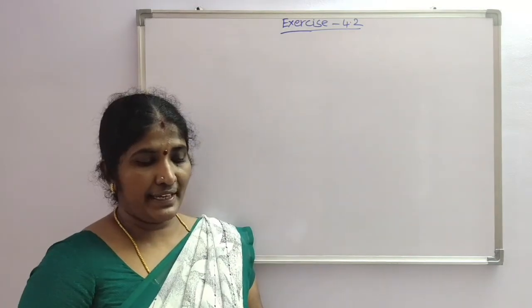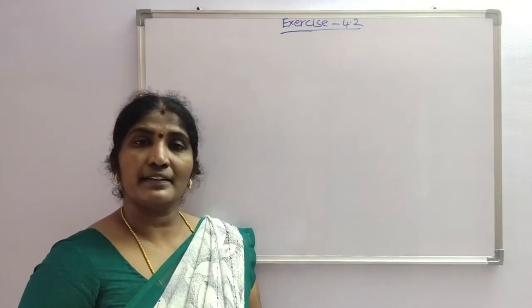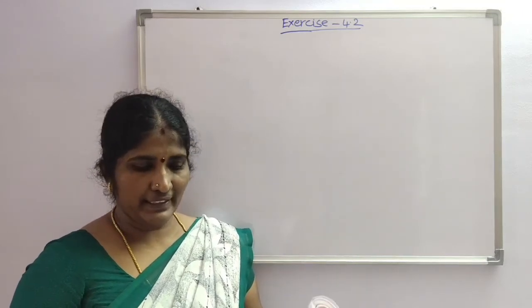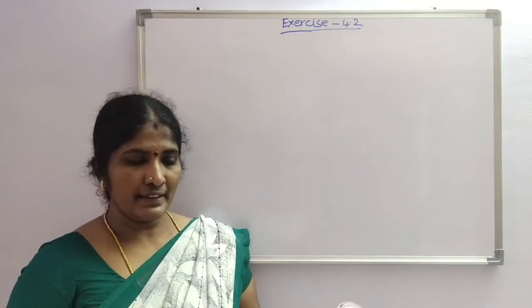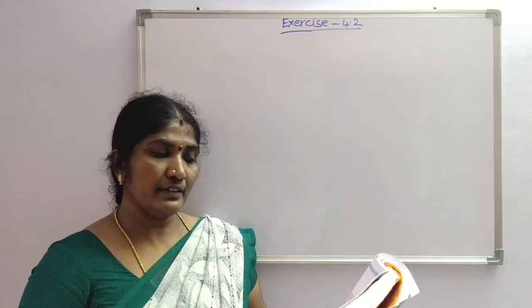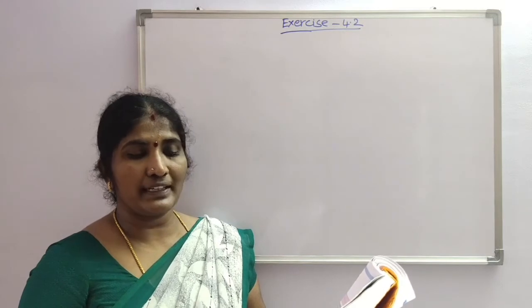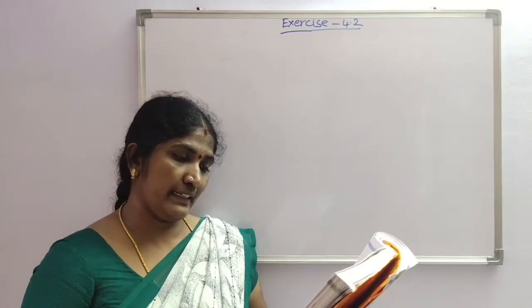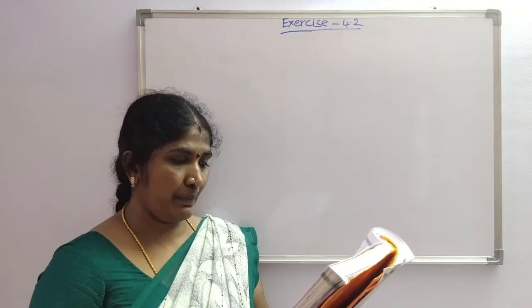In the next question they gave a fraction. Fraction means a numerator and denominator will be present. Let us take the numerator as x and the denominator as y. Here they gave two conditions. The fraction becomes 4 by 5 if 1 is added to both the numerator and denominator, and if 5 is subtracted from both the numerator and denominator, the fraction becomes 1 by 2.